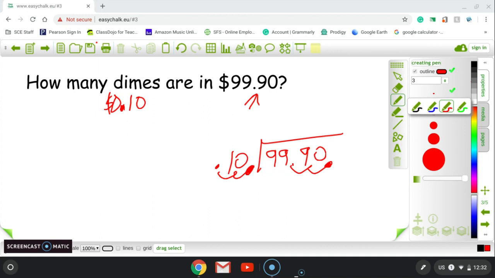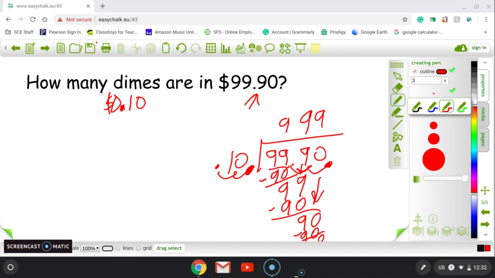That's fine. Will 10 fit into 9? No. Will it fit into 99? Yes. 9 times 10 is 90. We bring down our 9. How many times will 10 fit into 99? Again, it's 9, which is 90. Left with 9. Bring down our 0. How many will 10 fit into 90? The answer is 9, which is 90. So our answer is 999 dimes.